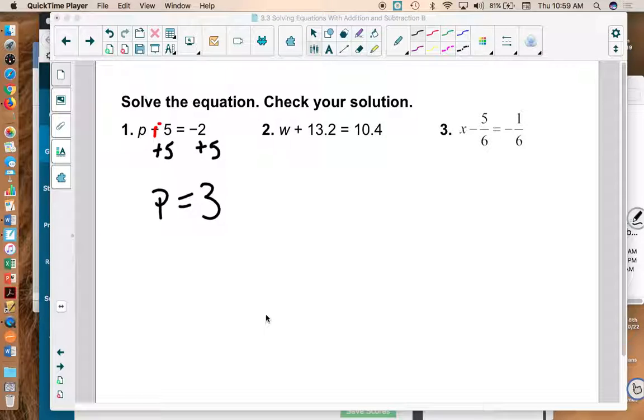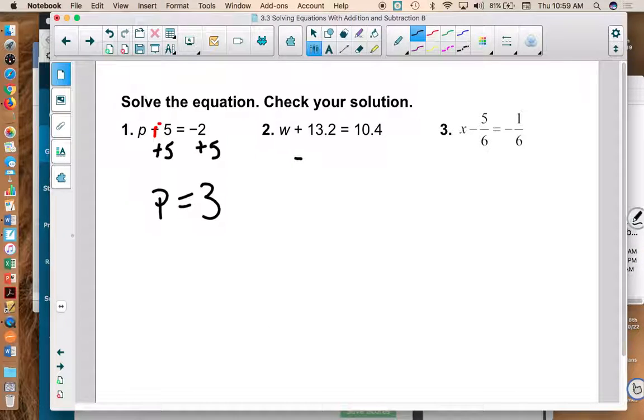So P equals 3. What about number 2? How do I solve it? What am I going to do? Somebody else, come on. Somebody else. Michaela. 0 pairs and you subtract 13.2. Okay, so 0 pair, I'm going to add a negative 13.2 to both sides. And that property that allows me to do that is the addition property of equality.